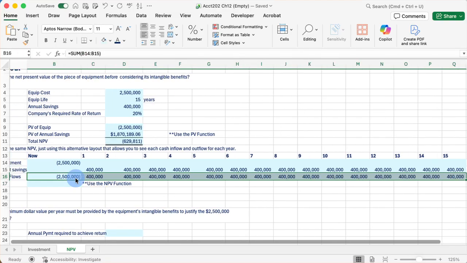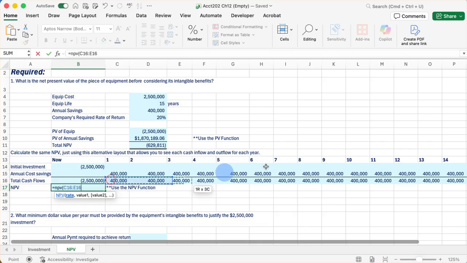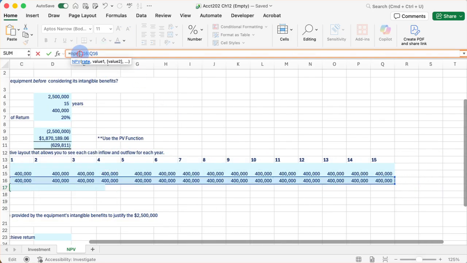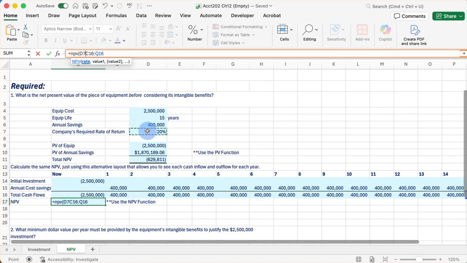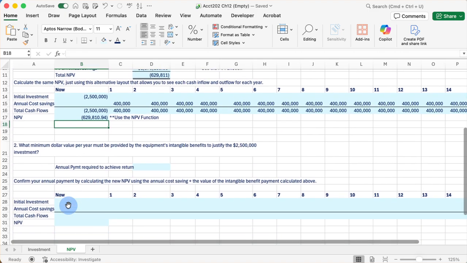And then we can use the equals, NPV, open parentheses, all of our 15 years. Oops, sorry, I should have done rate first. I'm getting ahead of myself. Rate is 20%, comma, then all of our cash inflows, close parentheses, plus our outflow. So we get that same 629,000.